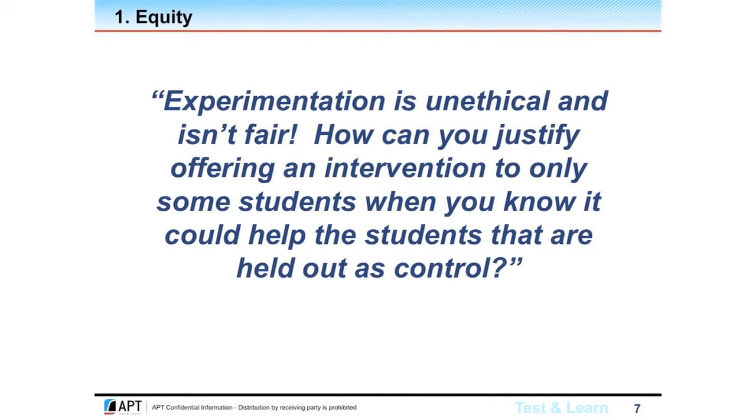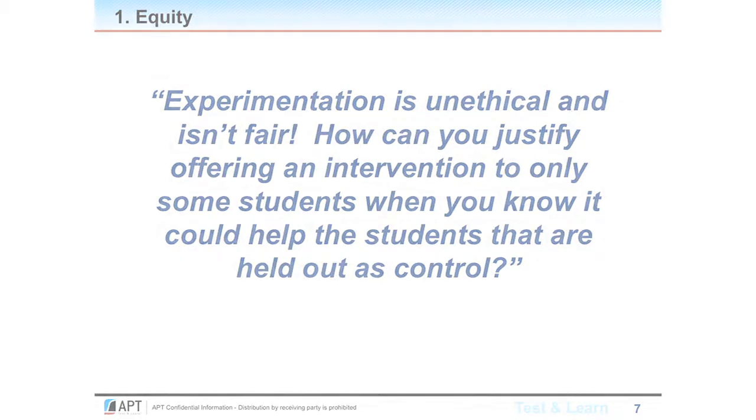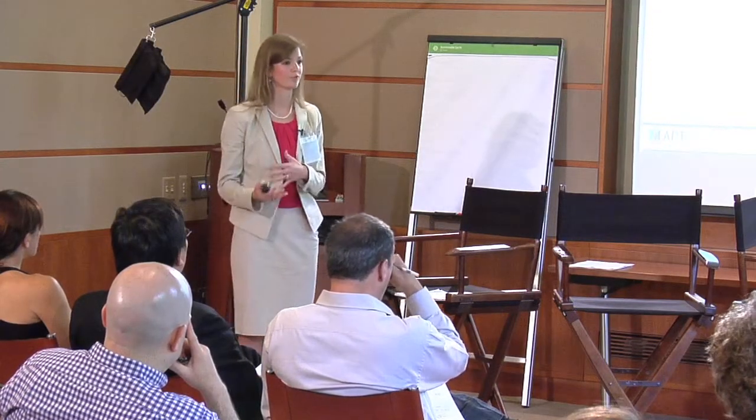Experimentation is unethical and isn't fair, and this is a quote: How can you justify offering an intervention to only some students when you know it could help the students that are held out as control? And I think this is true in a lot of different areas when you're thinking about using experimentation to measure social impact. So the reality is that there are always a lot of different effects that are creating different behavior and impact, be it for students, schools, or for stores.